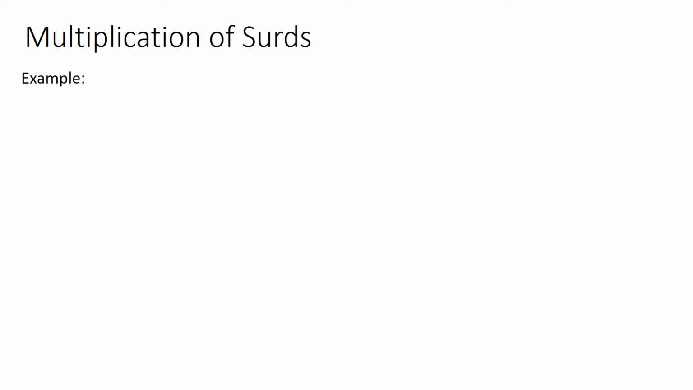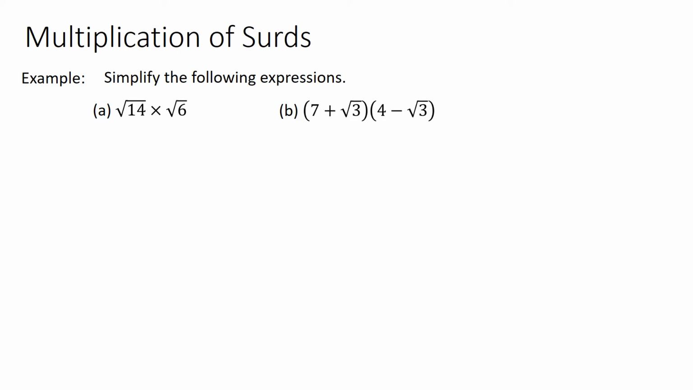Here is an example that we can apply multiplication of surds. Simplify the following expressions. A. Surd 14 times surd 6. B. Bracket 7 plus surd 3, bracket 4 minus surd 3.